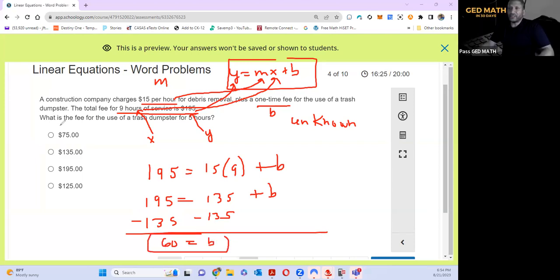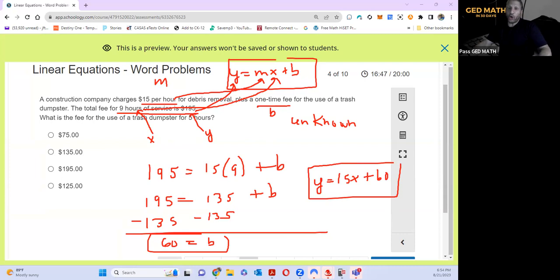Hold on, Mr. Tinsley. I don't see 60 over here. This is the mistake that people make. You have to identify your givens, and then identify what they want to know. We know the y-intercept is 60. We know the slope is 15. So our equation is y equals 15x plus 60.